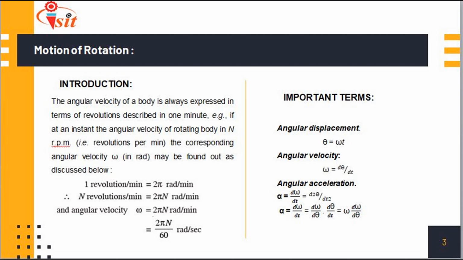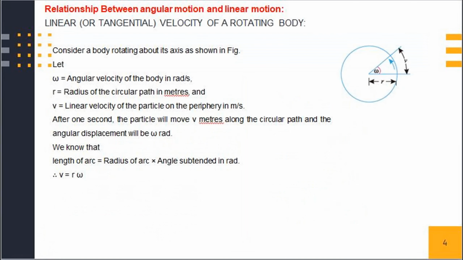We also know that alpha is equal to d omega by dt. Multiplying numerator and denominator by d theta, we get d omega by d theta into d theta by dt. We know that d theta by dt is equal to omega. Therefore, we get alpha is equal to omega into d omega by d theta.